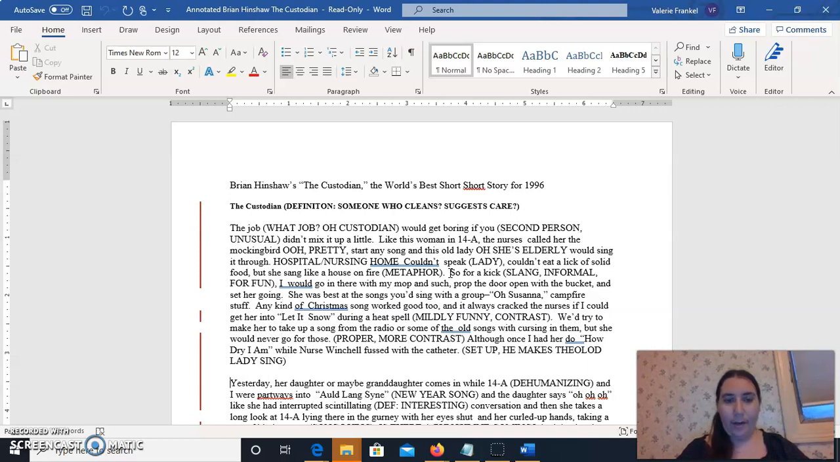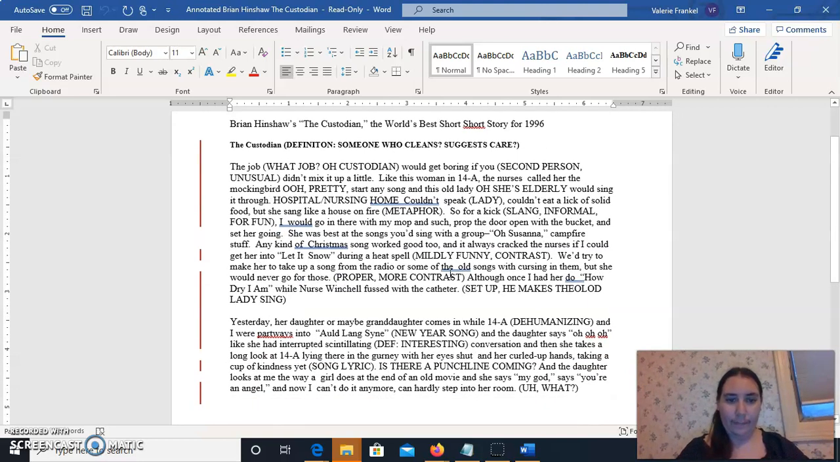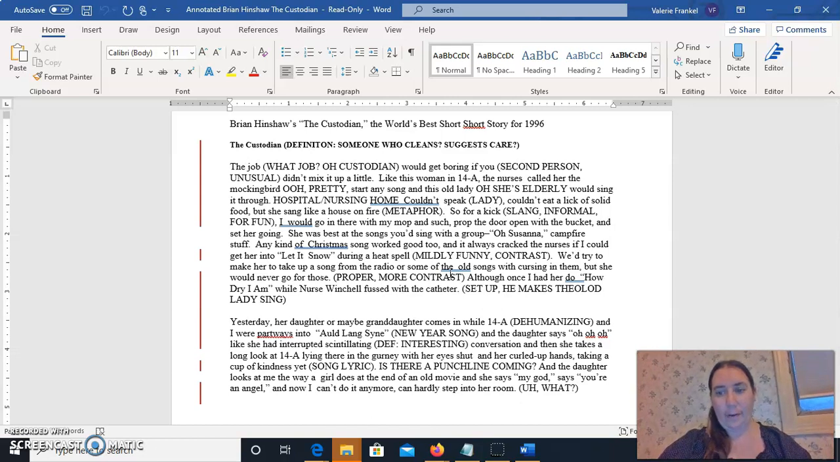And then at the end of paragraph one, maybe I stop and do a summary of what I just read, which really helps me put this in better context. What was the whole paragraph about? This was the setup for the story, in which he tells us that he makes the old lady sing for a kick. Okay. And what kind of songs? Alrighty. Paragraph two. Yesterday, his daughter or maybe granddaughter comes in, and I might mark that we've got a third character at this point. Okay.